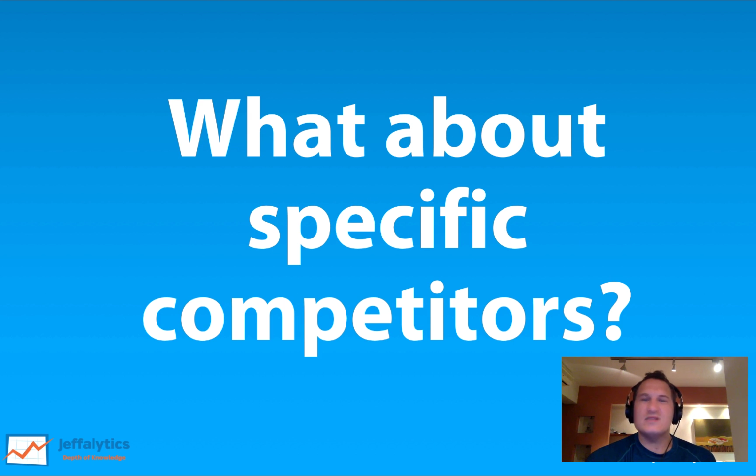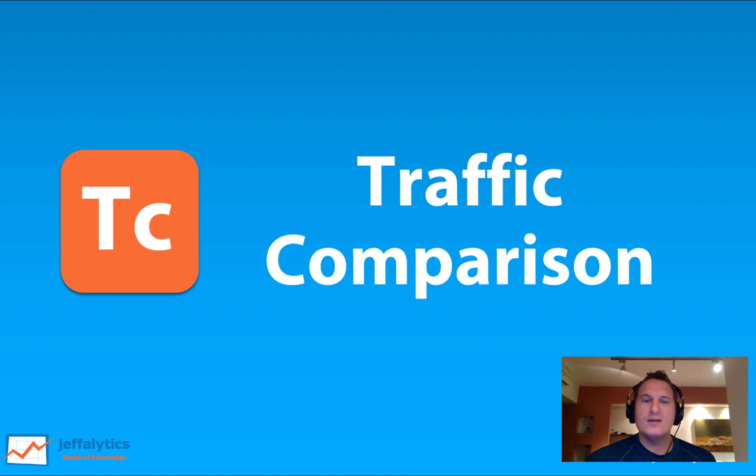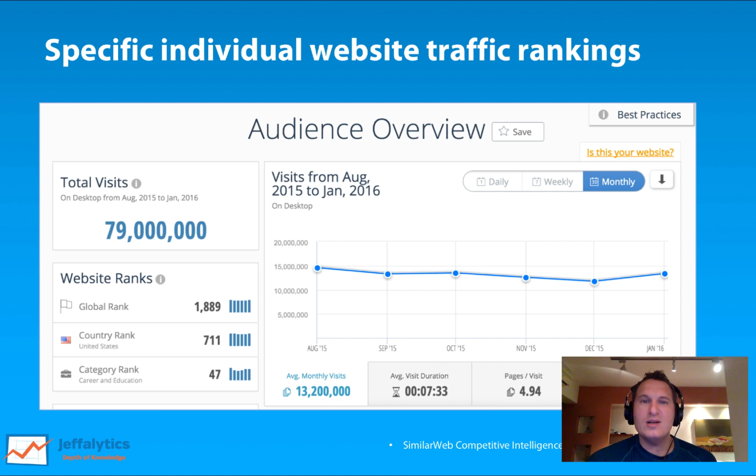So what about specific competitors? How are we doing compared to specific competitors that are out there? Well, that's where we get into tools like traffic comparison, where we look at the traffic for specific named competitors and figure out how we're doing compared to them. Because this type of specific information really is important to forming our thesis that we need a bigger budget.